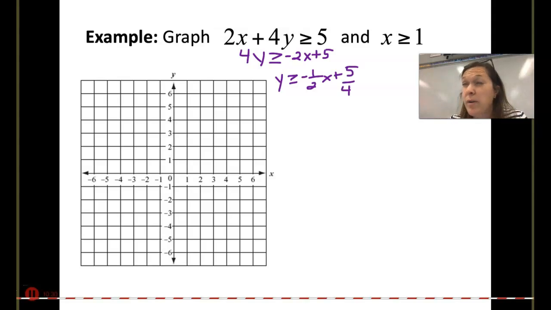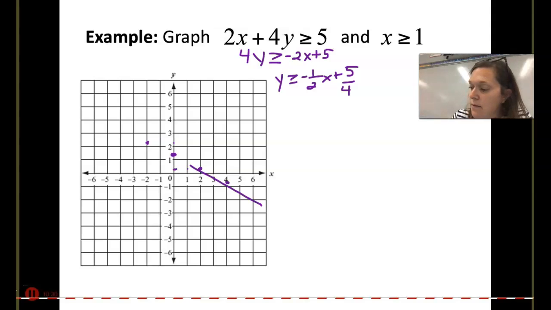Okay, so 5/4 is 1 1/4, right out there. From there, I'm going to go down 1, which will put me here, over 2, would put me at that point. I'm going to do another down 1 over 2. We can go backwards and go up 1 over 2.